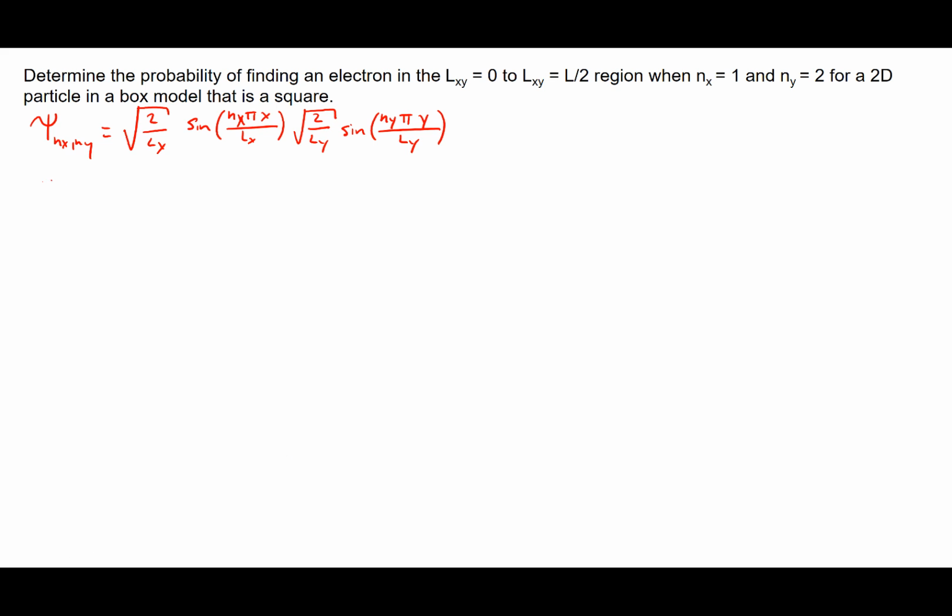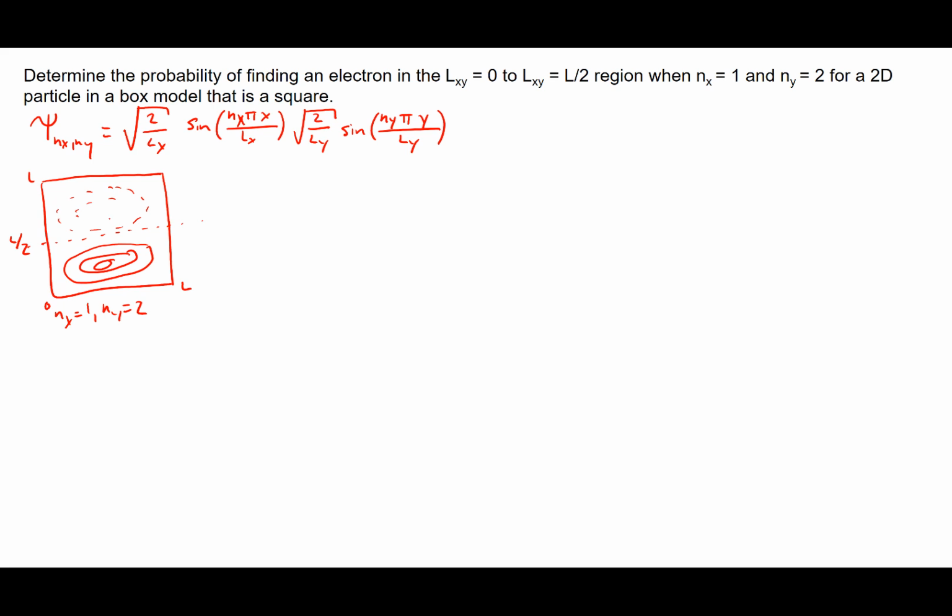And if we were to plot this for ourselves, we'd have a square, and we're looking at the nx equals 1, ny equals 2 state. What we can easily see is that in the x direction we're going to have 0 nodes because nx is equal to 1. In the y direction, we're going to have 1 node, and that's going to be exactly at the midway point, the L over 2 point. So this is L, this is 0. If we were to draw it out in a topographical map fashion, we would have a hill on one side and a valley on the other.